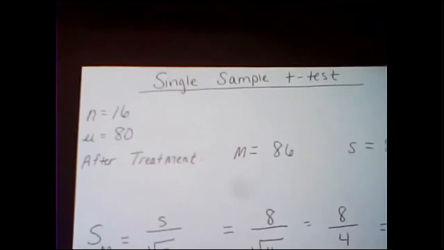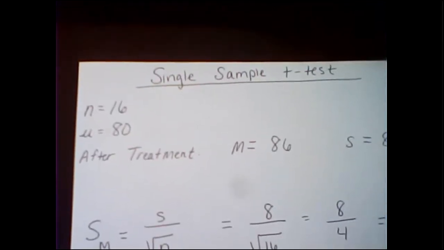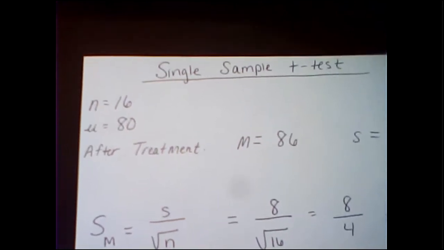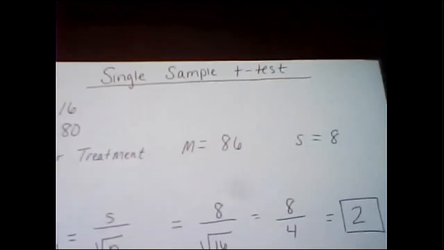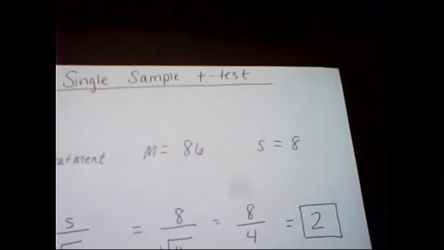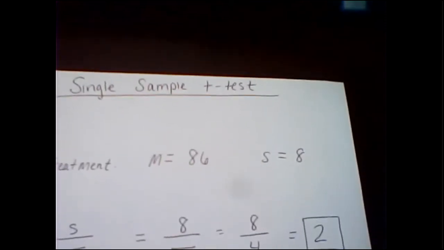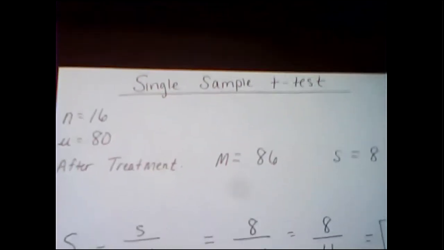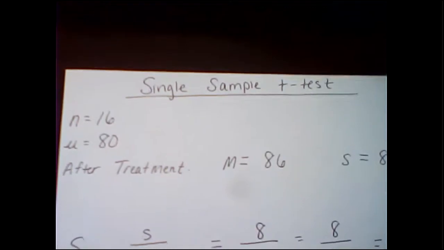Okay, here we're running our single sample t-test, and I've just listed the data. We have 16 people in the study. The population mean is 80. After treatment, it's now 86, and the standard deviation is 8. Okay, that's all the info just restated from the question. I encourage you to organize your data that way as well when doing these questions.